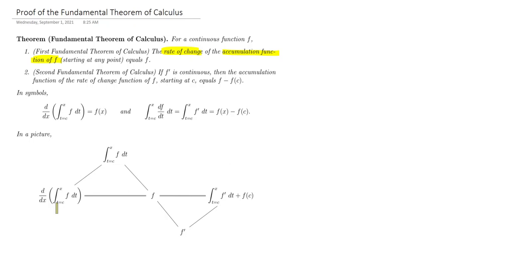All right, so let's try to prove this. At the end of the day, we're going to be taking the derivative of something, so we better write down the derivative. So this is going to be our proof of FTC 1. We want to compute the derivative, with respect to x, of the integral from c to x of f(t) dt. This is our accumulation function.